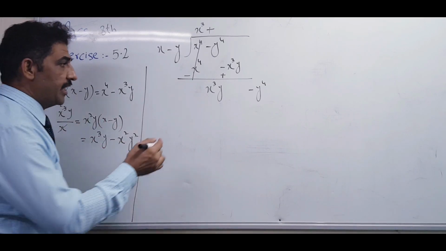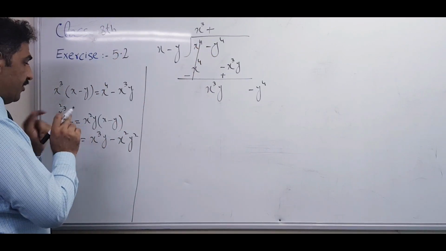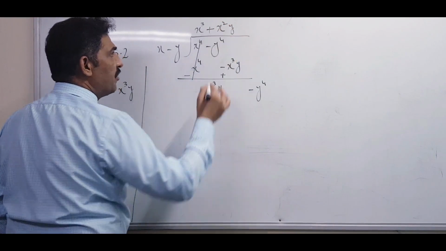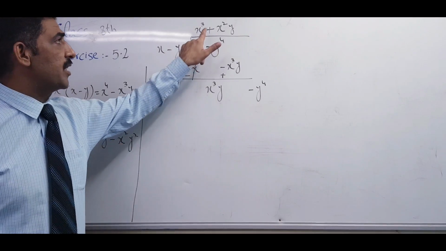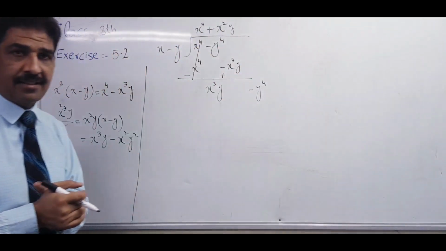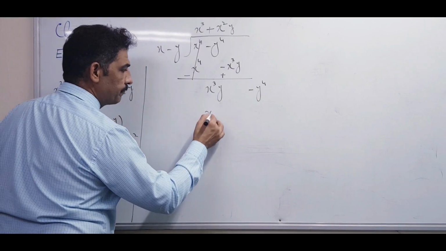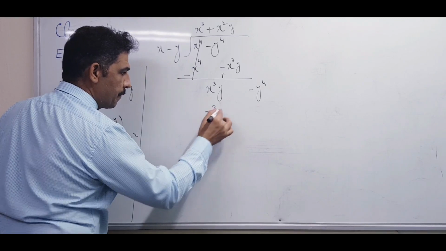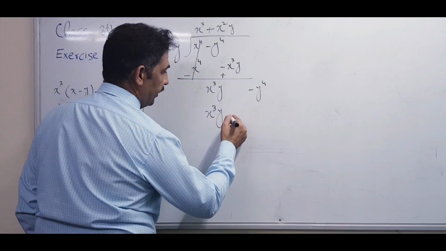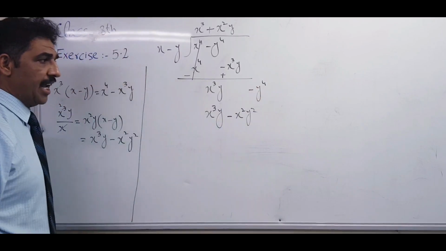So write it here. First we will write the quotient. What is the quotient? We have x square y. And we can also know whether we are going right or wrong, because here x cube, then after that the next term x square, then the next term must be x, and the y power is 2. So x cube y, x cube y minus x square y square. That's why I created the gap for this one. Okay.